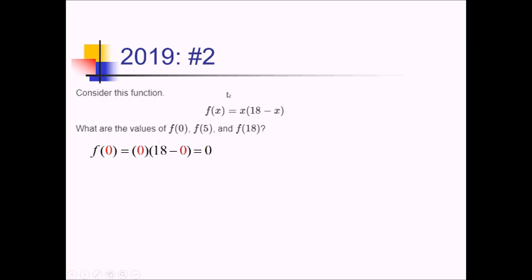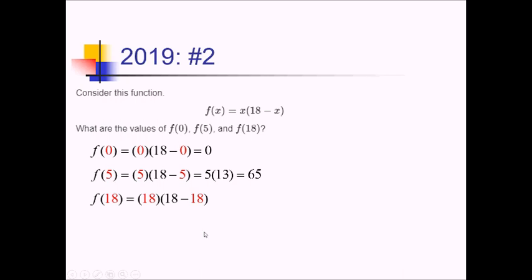Next, f of 5, well, we're going to have 5 times 18 minus 5. Well, that's 5 times 13, which is going to be, let's see here, this is the no calculator section, so that would be 50 plus 15 if we distribute there, so that would be 65. And then finally, we have f of 18, that's 18 times 18 minus 18, so that's going to be 18 times 0. 18 times 0 is 0. So that's all 0 then.